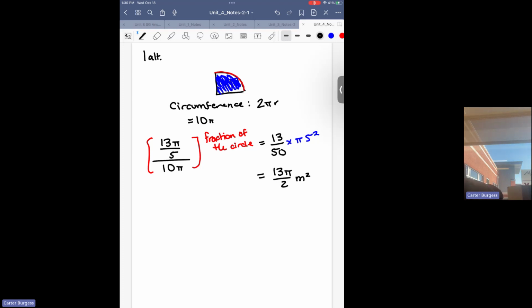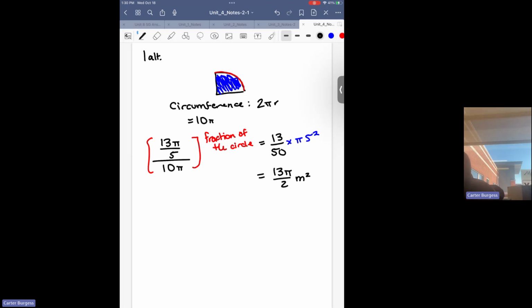I could give you any kind of amount of information. I could tell you the sector area. I could tell you the arc length. I could tell you the theta in radians. I could tell you the theta in degrees. And it really should just be a two-step process to figure out any of the other missing pieces of information.